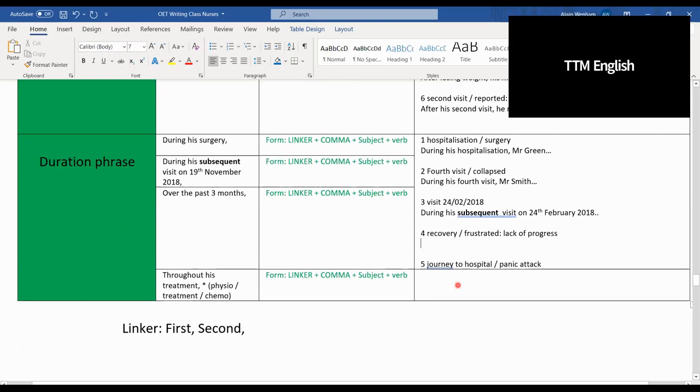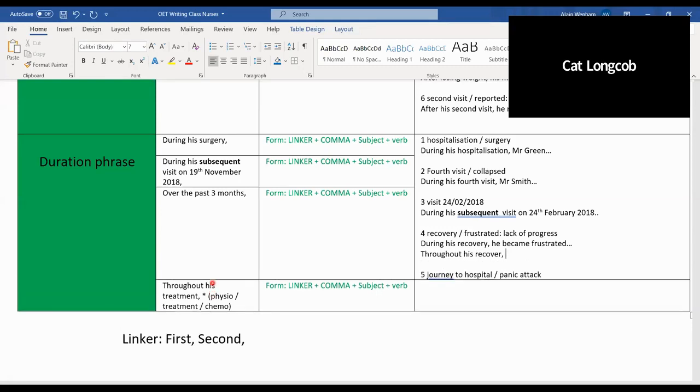Okay, number four, Neshka, recovery, frustrated lack of progress. During his recovery. You could say that, during his recovery. He became frustrated, okay. What about if I wanted to say throughout? Can I say throughout here? Yes, you can. Throughout his recovery. What will I say next? Do I say became or he was? Here I would say he was. He seems frustrated.